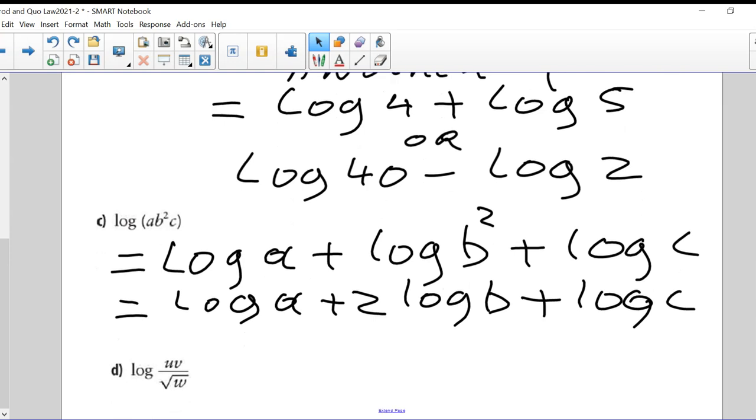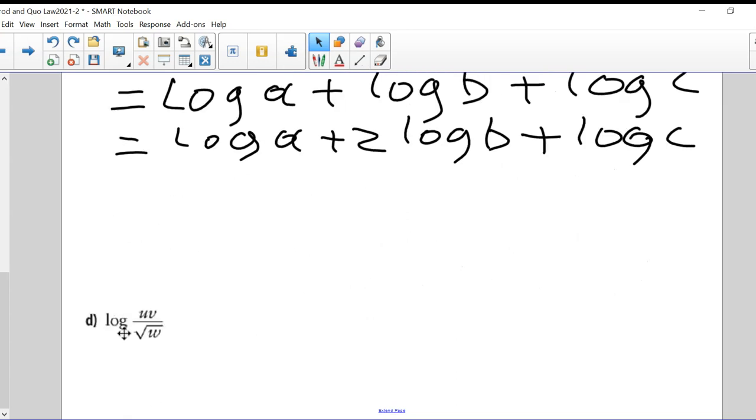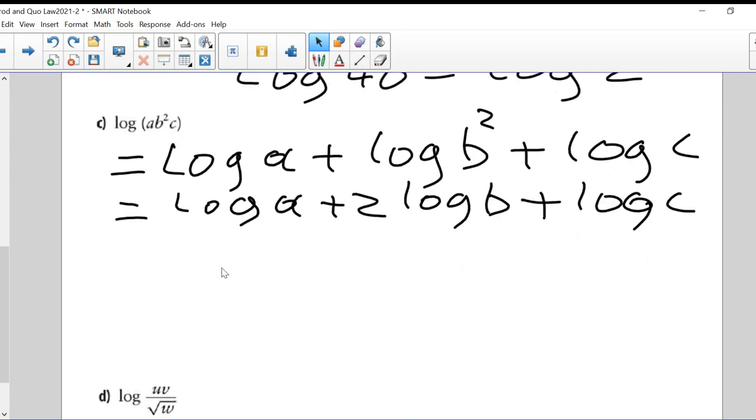But we still have to state the restrictions. So the restrictions here would be what you expect. A has to be greater than 0. Now, some people would argue that the b does not have to be greater than 0. Why is that? If you look back at the original expression, you could argue that the b is going to be squared, so it doesn't need to be positive. It could be negative and that would still work.